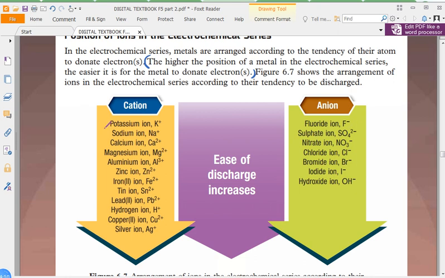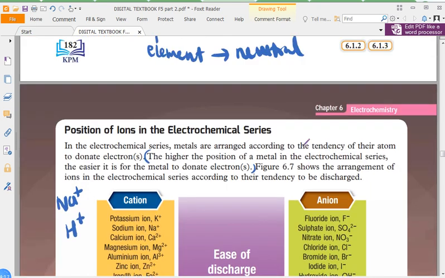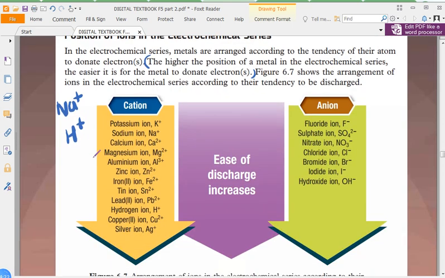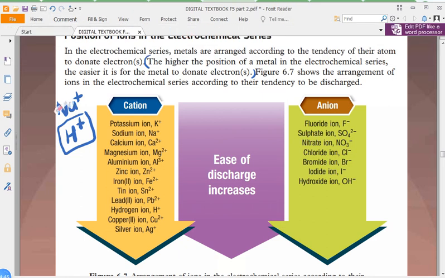If we compare, for example, sodium and hydrogen ion from the previous example I mentioned, the sodium chloride solution, which is a salt solution, Na+ is located higher and H+ is located lower. So during electrolysis, the lower ion will have the tendency to be discharged. The list of ions you have to remember or memorize, so that it is easier for you to determine which ion is easier to be discharged.